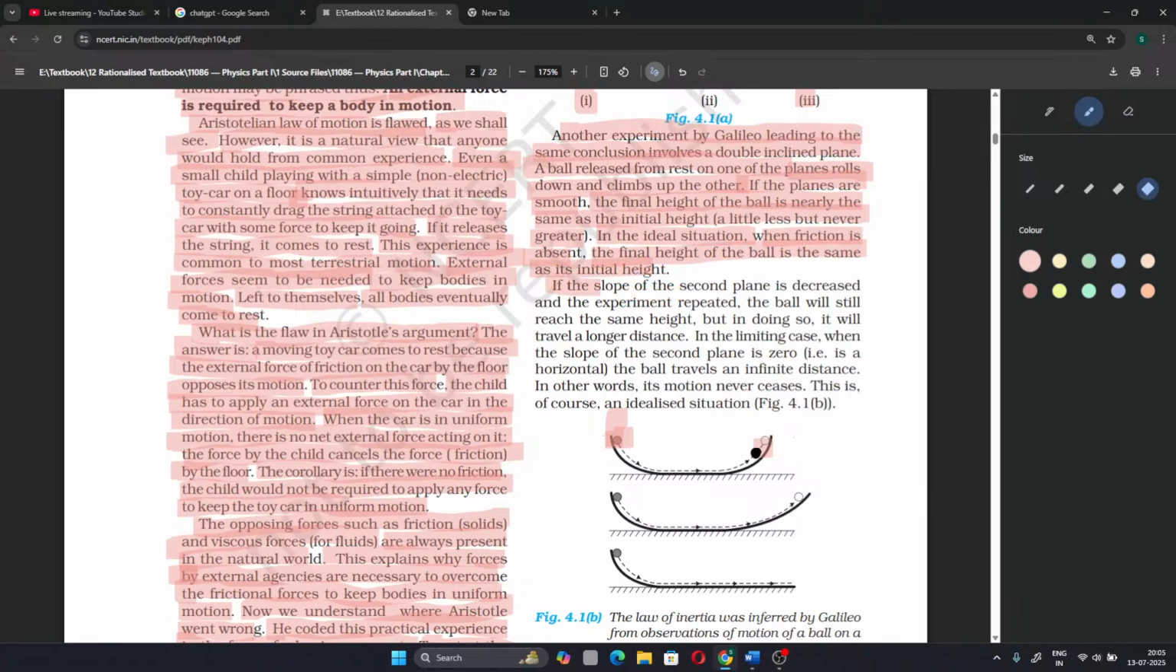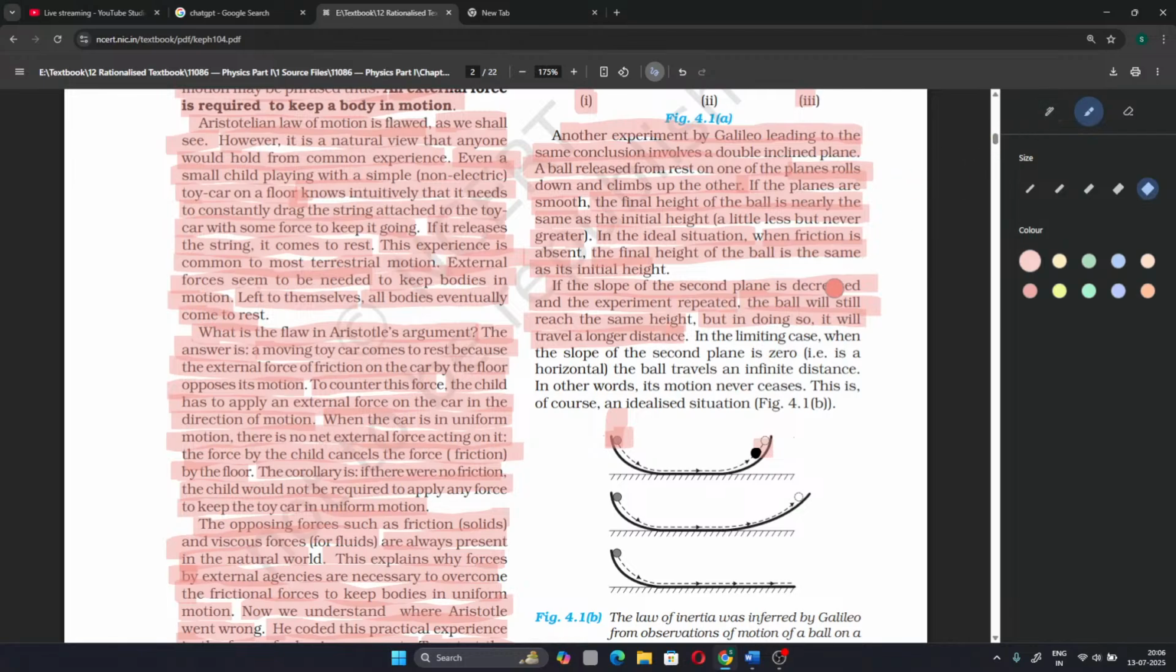If the slope of the second plane is decreased and the experiment repeated, the ball will still reach the same height. Even though the slope is less, it will still reach the same height, in an ideal frictionless surface. But in doing so, it will travel a longer distance.